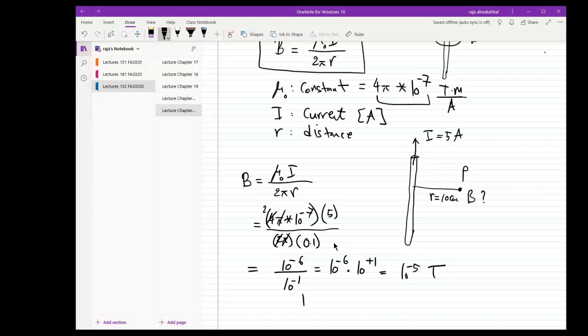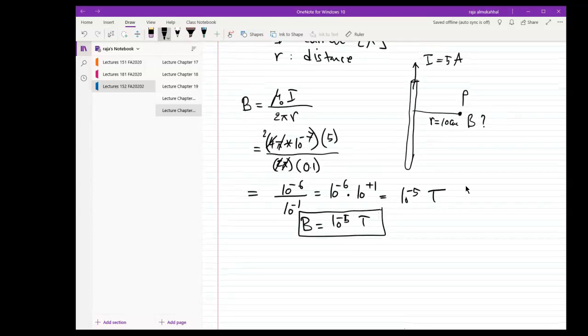There we go. So I have calculated the magnitude of the magnetic field that is associated with this wire at a distance 10 centimeters away. You got it? That's basically what it is. So that's what Ampere's law allows you to do. Now, the second part is, what is the direction of it? So what is the direction of that magnetic field? Is it in or out? So this is magnitude.